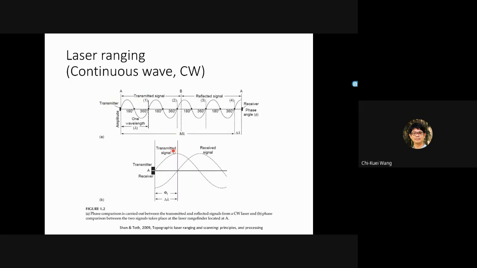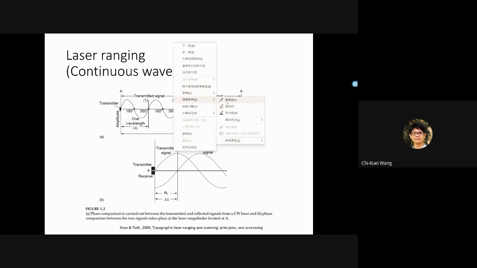Okay. So then the other kind is the continuous wave method. All right. So this is a little bit tricky.